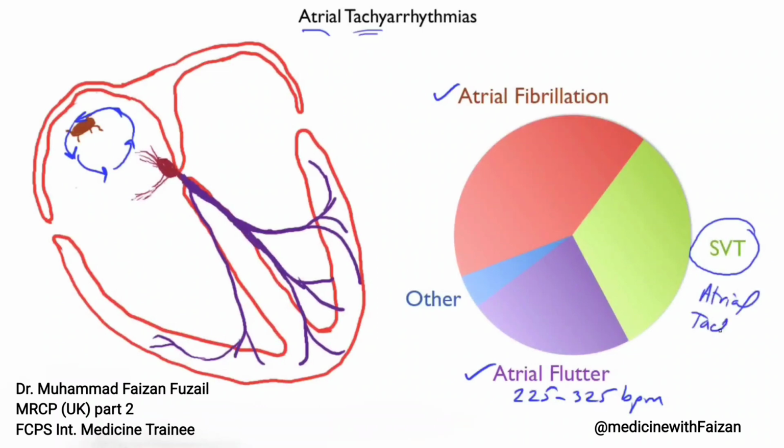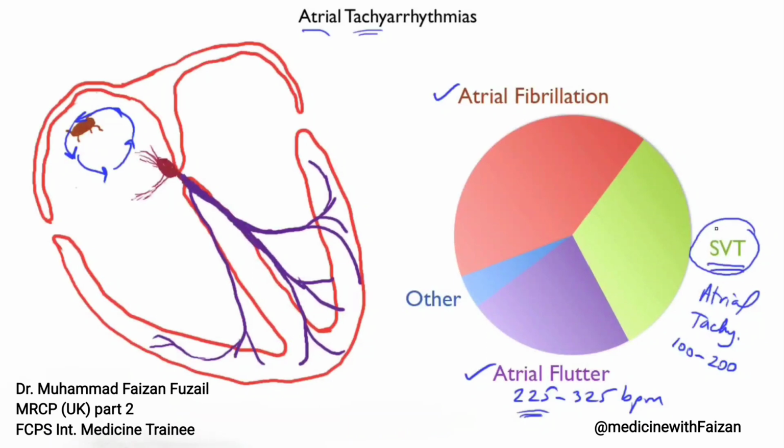Atrial tachycardia is generally an abnormal rhythm originating in the top chamber at rates anywhere between 100 and 200 beats per minute. It can be faster as well, but when it gets over 225 or so, we start to think of it more as atrial flutter, although you'll see that sometimes it's hard to tell the difference, and it's really a matter of what you would like to call it, depending upon what it looks like.